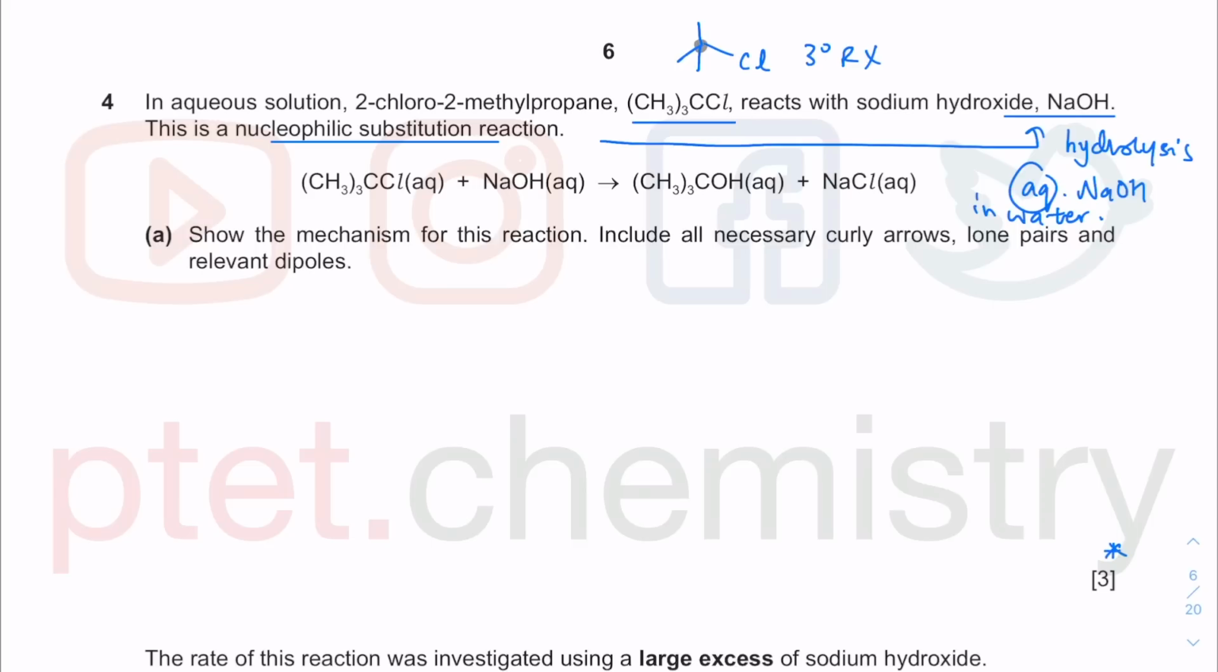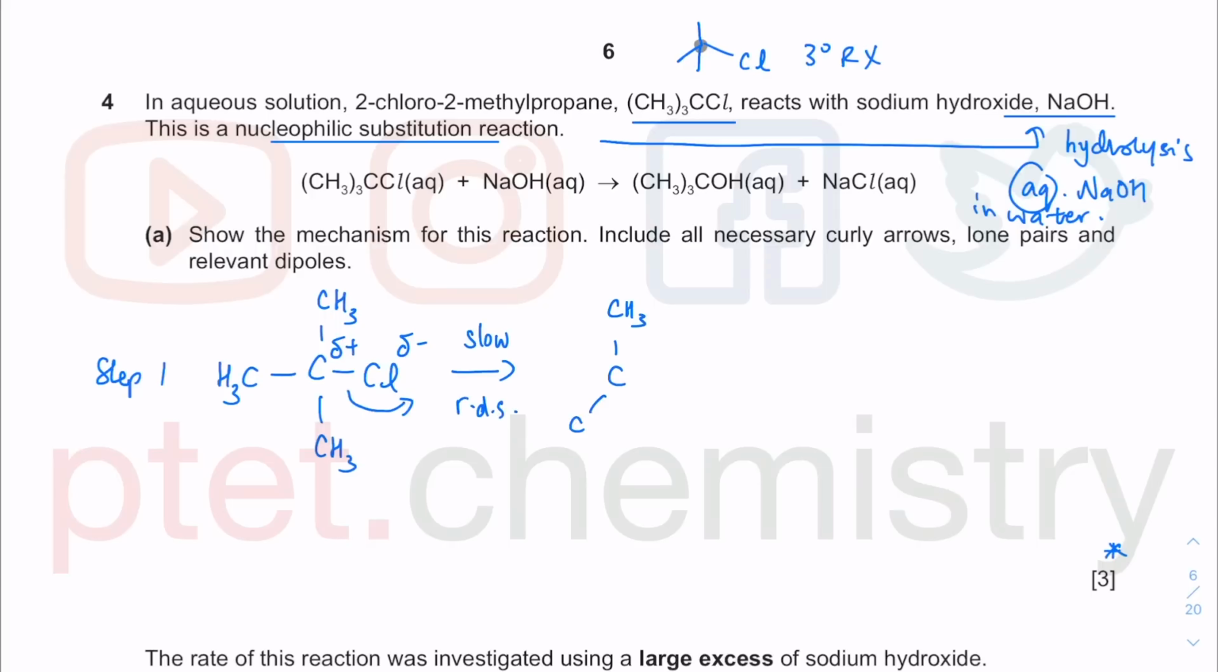This mechanism is for a tertiary halogenoalkane. I'm drawing a skeletal formula. If you want, you can draw a displayed formula, I guess. Carbon-chlorine. Not really a full displayed formula, but a partially displayed one, kind of like a structural formula. So this is delta minus chlorine, delta plus carbon. The first step, step 1, you will do heterolytic fission. Heterolytic fission is a term stated in the AS syllabus. This is slow, this is the rate determining step, and you will get a tertiary carbocation.